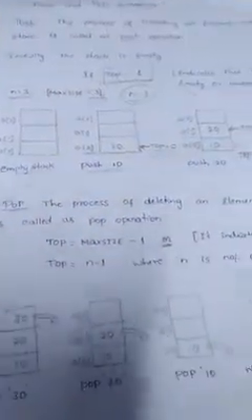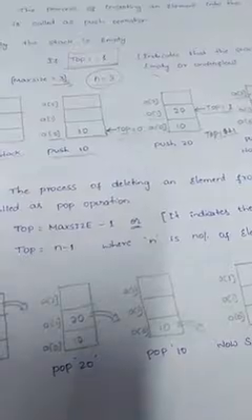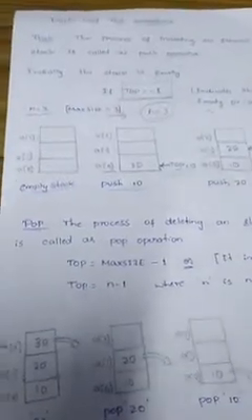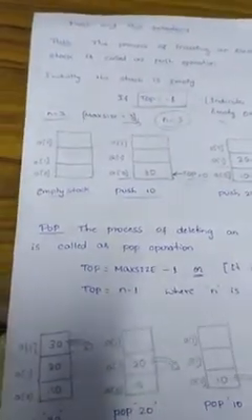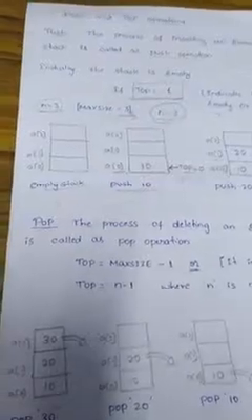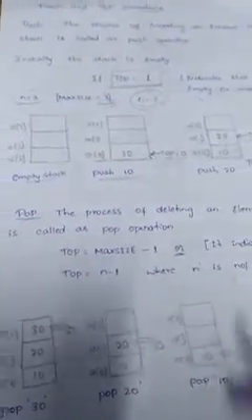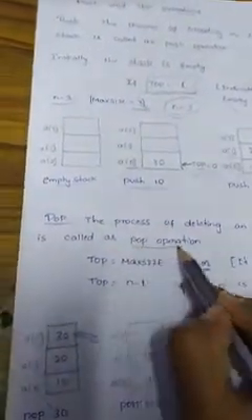Now go to the second operation, that is the pop operation. The pop operation is nothing but the process of deleting an element from the stack. It means we remove or delete an existing element from the stack. It is called a pop operation.